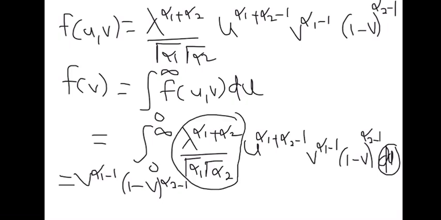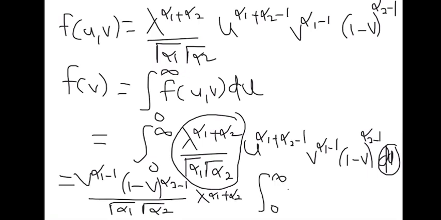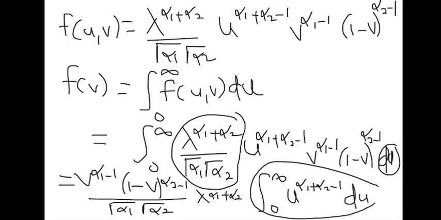And all these terms are also going to come out. So I'm actually going to have this divided by this divided by this, and lambda raised to power alpha 1 plus alpha 2. What am I only going to have inside the integral now? It's just going to be u raised to power alpha 1 plus alpha 2 minus 1 du. This is the only one I'm going to have inside the integral.